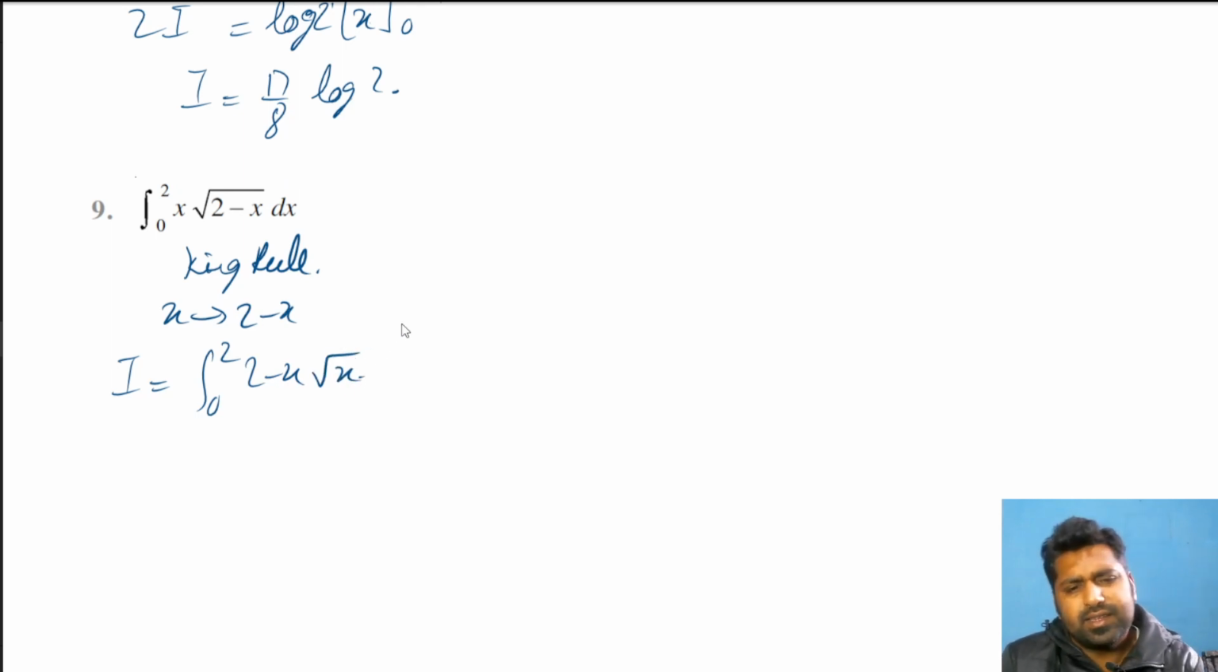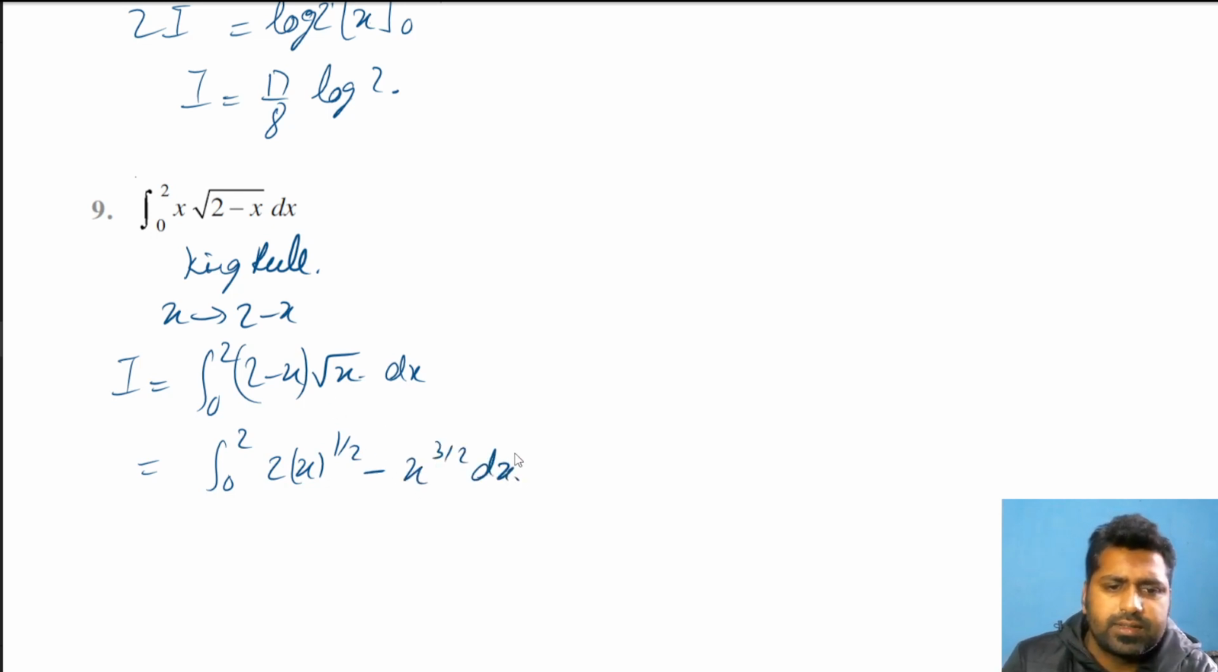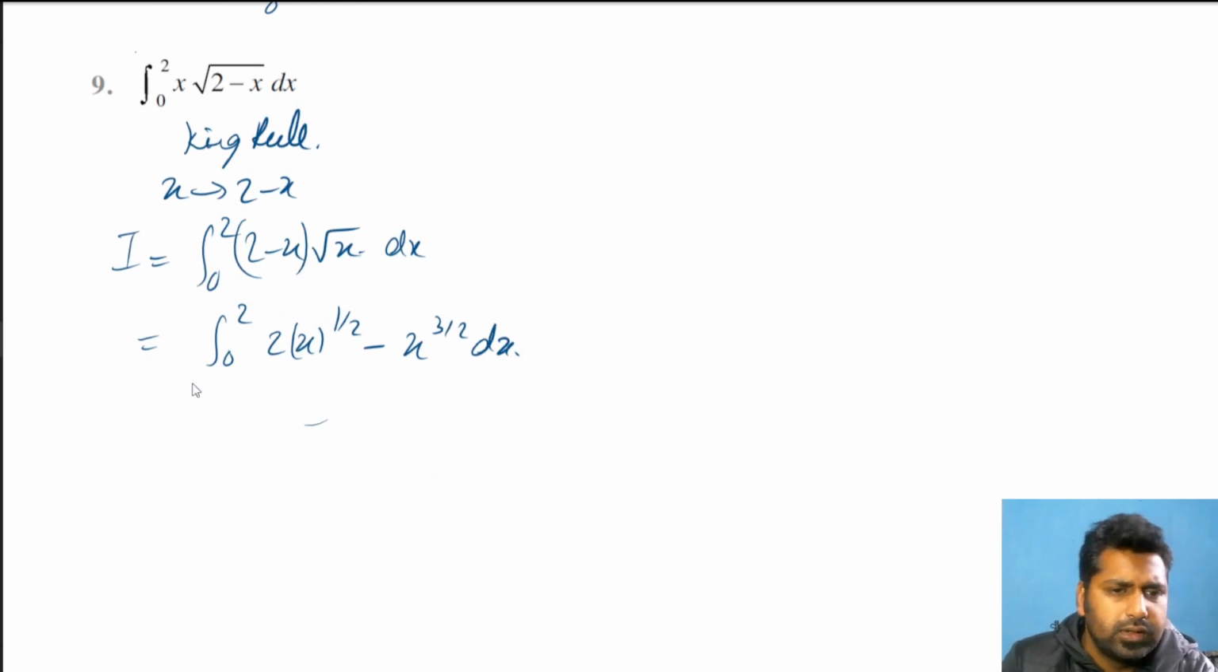So it's kind of like the same question we did for 1 minus x raised to power n into x. Same thing is happening with the square root, dx. Now we can literally multiply this. So this becomes integration 0 to 2, 2 into x raised to power 1 by 2 minus x raised to power 3 by 2. Root x is power 1 by 2. So let's integrate. 2 is constant, let it be. x raised to power 1 by 2 gives 3 by 2, into 2 by 3.